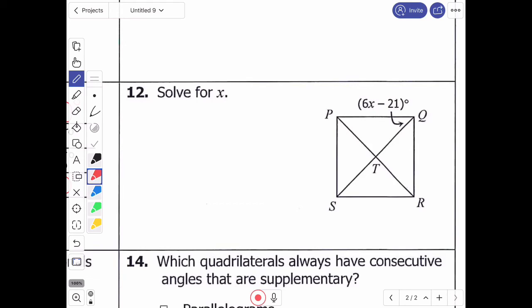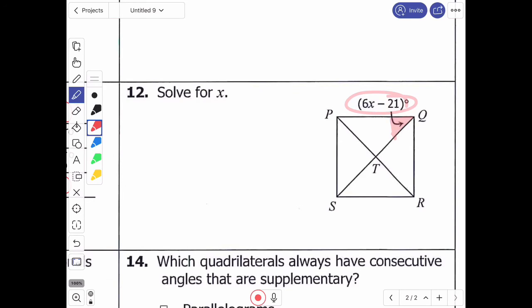Number 12 is just some more practice with the angles. Again, I'm only going to be dealing with either a 90 degree angle or a 45 degree angle, and hopefully looking at the picture you can already tell which one I'm going to be using. So if I just color in this angle right here, this is one of those angles that is formed by the diagonal bisecting that right angle within the square. So this angle measurement should equal 45 degrees.